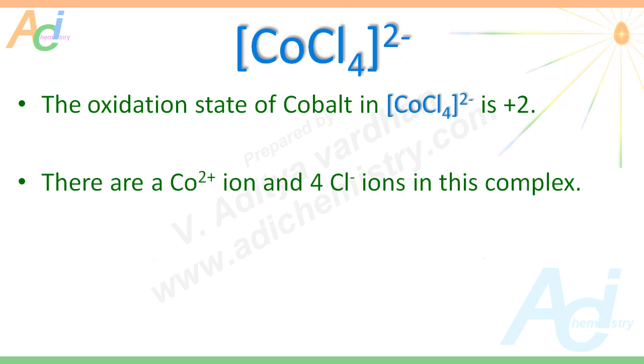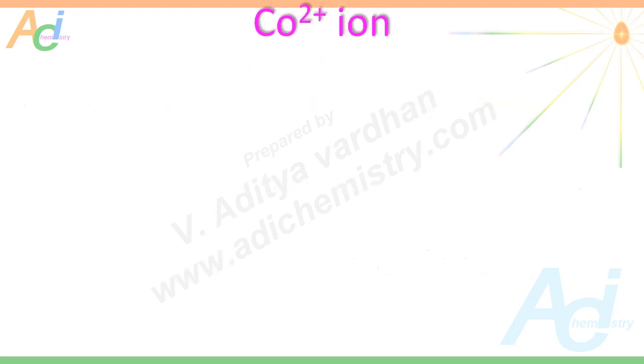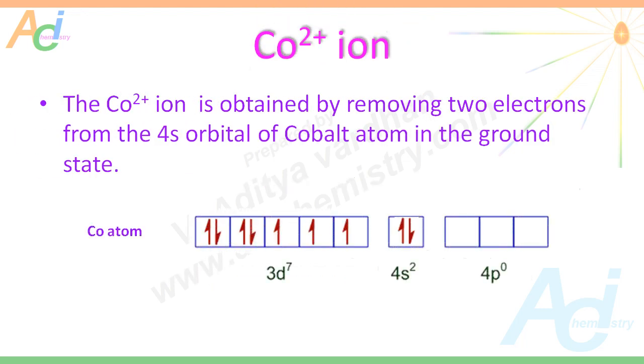Okay, now let us see what is exactly this cobalt tetrachloride 2- ion. The oxidation state of cobalt in cobalt tetrachloride 2- ion is +2. There are a Co2+ ion and 4 Cl- ions in this complex. The Co2+ ion is obtained by removing 2 electrons from the 4s orbital of cobalt atom in the ground state.